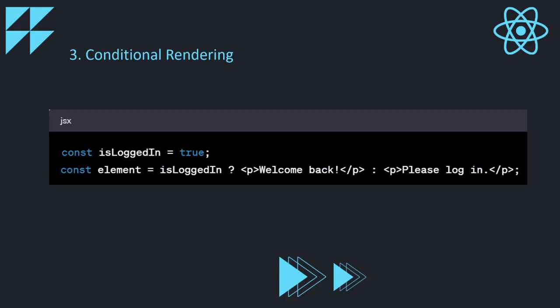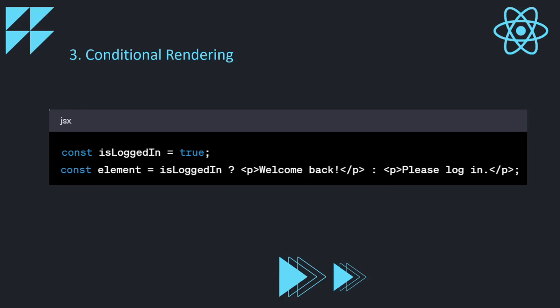Next is conditional rendering. JSX enables us to perform conditional rendering using the ternary operator and logical AND. You can see we have written an if condition over here using the ternary operator. It is checking if isLoggedIn is true, then we will output the statement welcome back, otherwise we will output the statement please log in. So JSX is also used for conditional rendering.